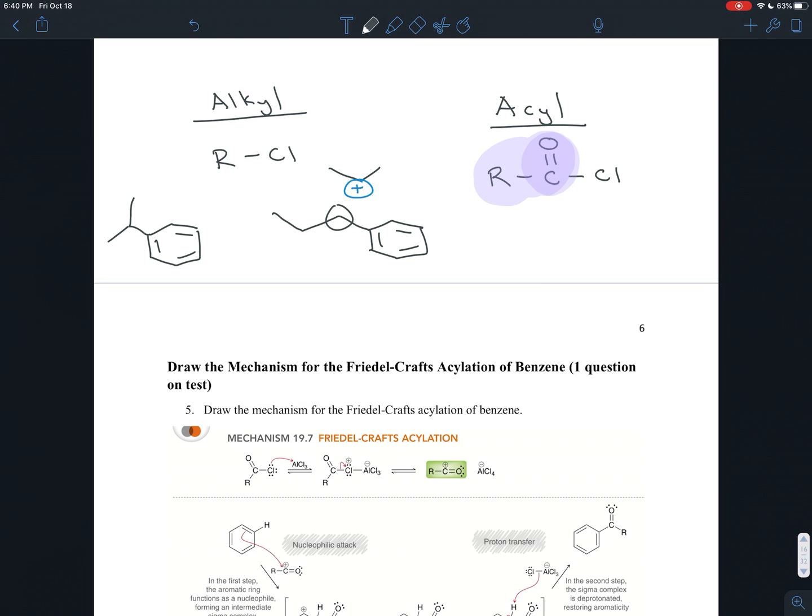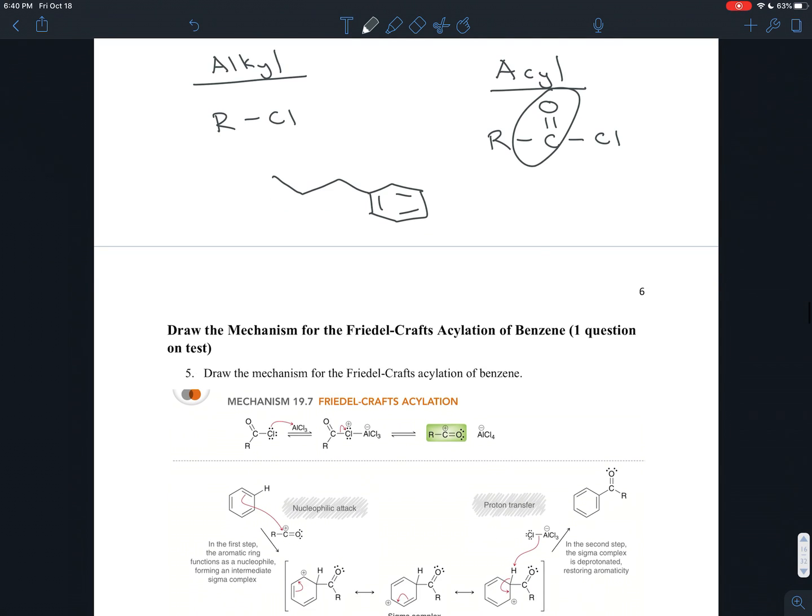So if you want to put a primary carbon on a benzene ring and not have to worry about carbocation rearrangement, then you want to use Friedel-Crafts acylation. So that's sort of the reason why you're learning the second way to make this carbon-to-carbon bond onto a benzene ring. And the other thing, of course, is sometimes you may want the carbon-to-oxygen double bond.